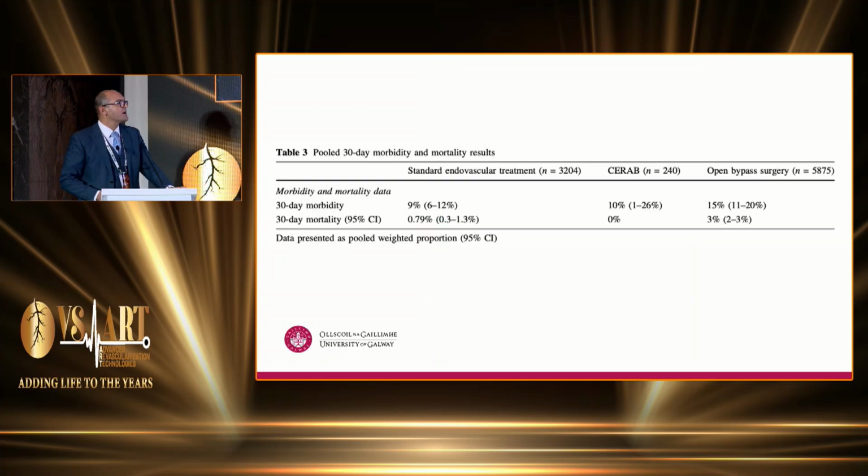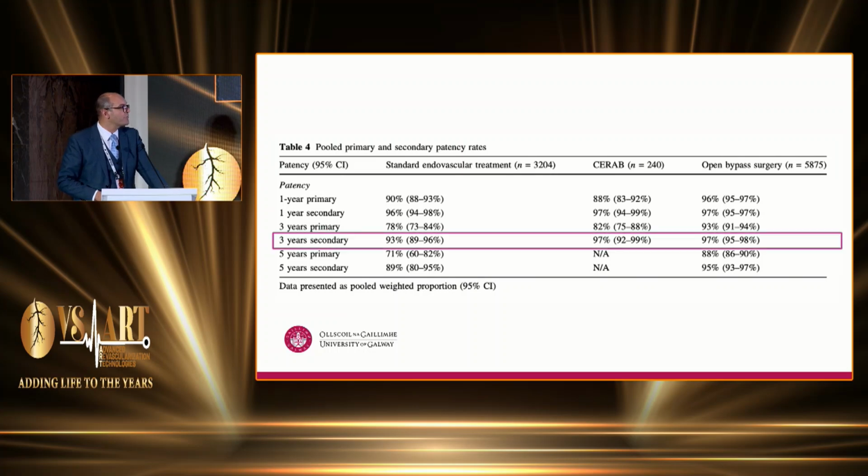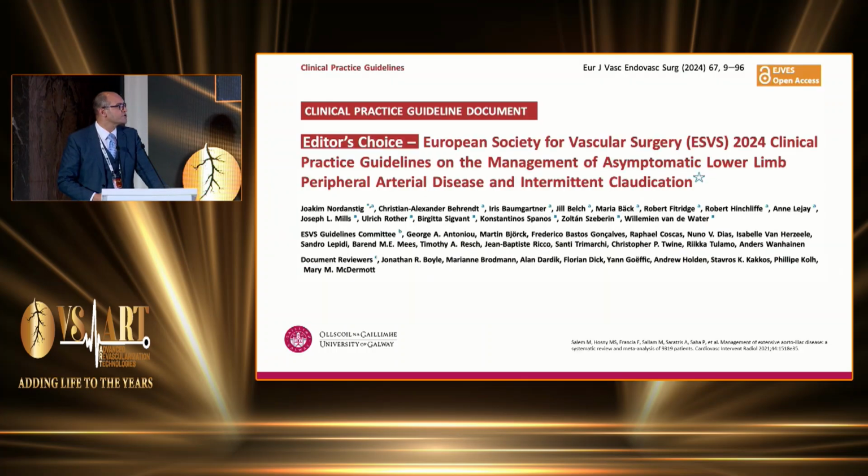Obviously, the number of CRAB cases out of those 9,000 were only 240, but still, despite that, there was much less 30-day morbidity and mortality compared to open bypass surgery. And more importantly, the 3-year secondary patency was equivalent to open bypass surgery.